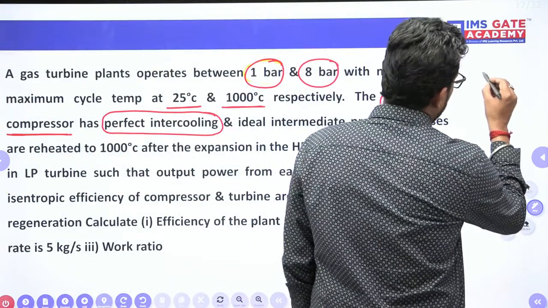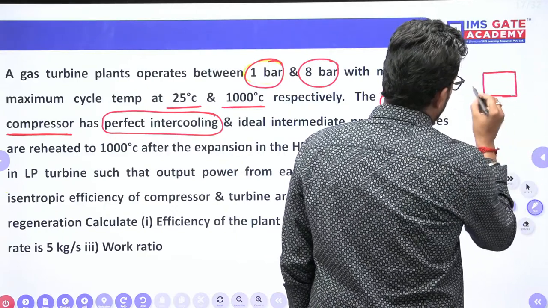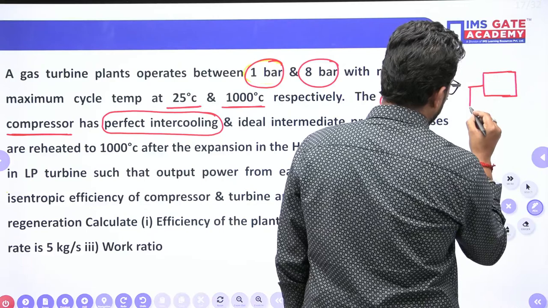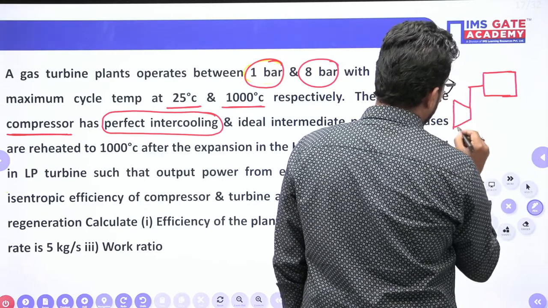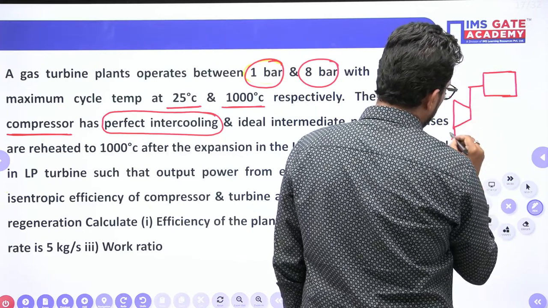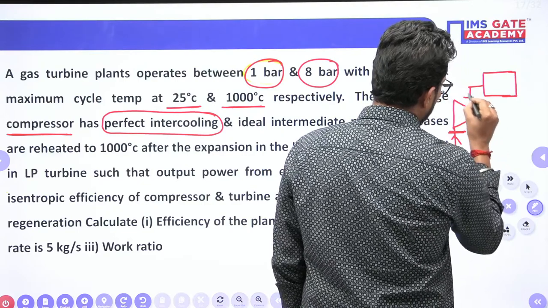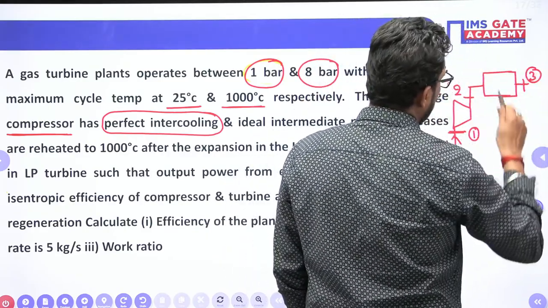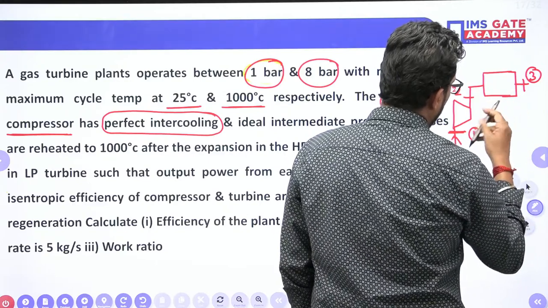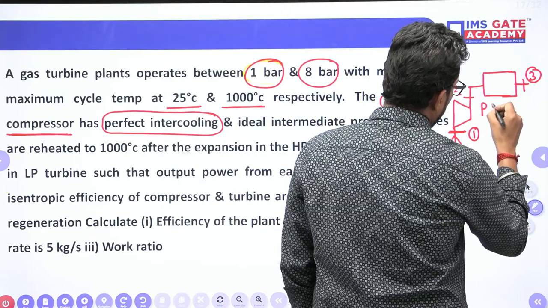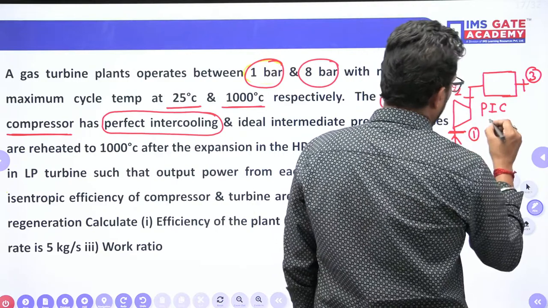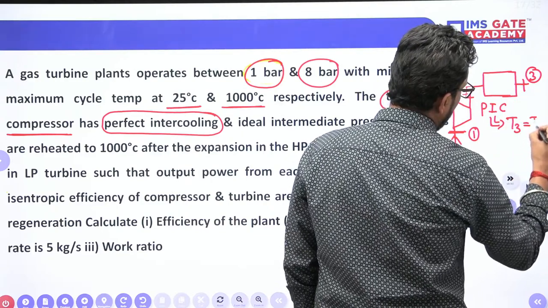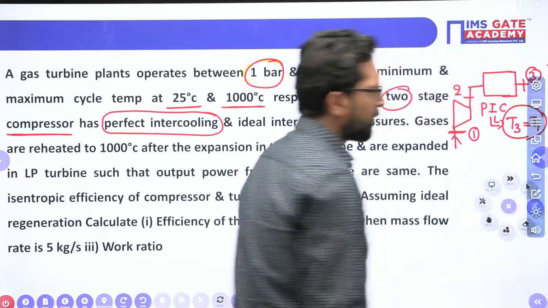That means, see beta, if there is an intercooler, and if we do a compression, so during the compression, let's suppose this is your 1 point, this is your 2 point, and this is your 3 point. So if this is your perfect intercooler, what is that, beta? The temperature at the exit of the intercooler is the same as the temperature at the inlet to the compressor. This is very important.